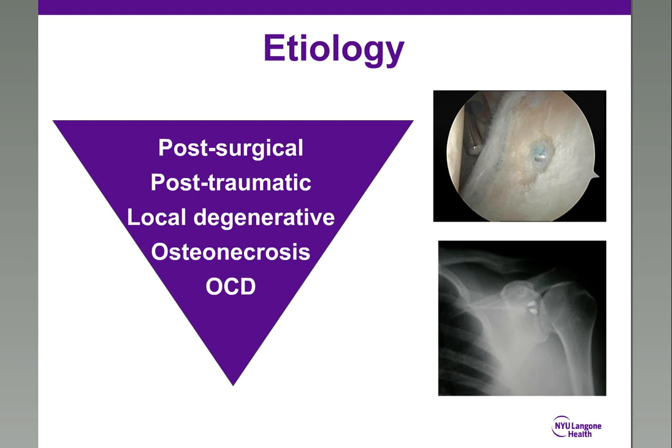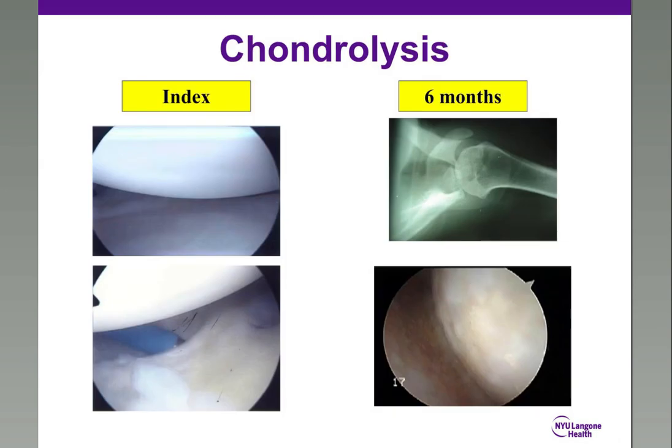We know that there's a list of etiologies that can lead to glenohumeral arthritis. It can be post-surgical and post-traumatic. It could be primary OA, or basically local degenerative changes. It could be the sequelae of osteonecrosis of the humeral head. And it could also be a relatively uncommon but present location for OCD lesions. So we're going to spend a little time and just talk about post-surgical OA.